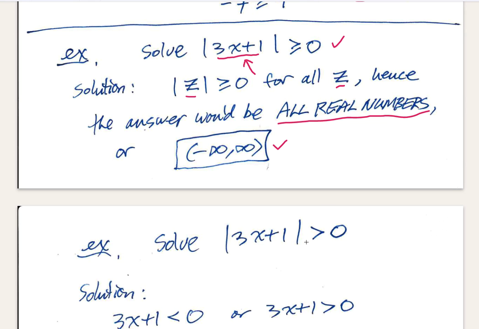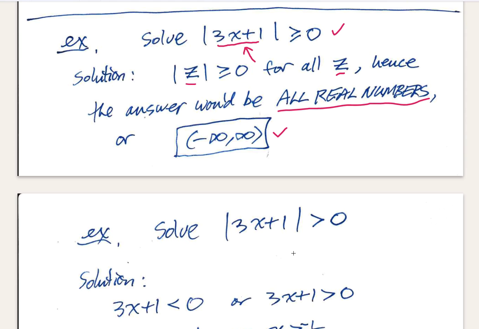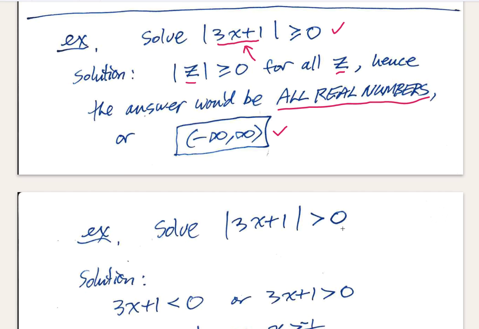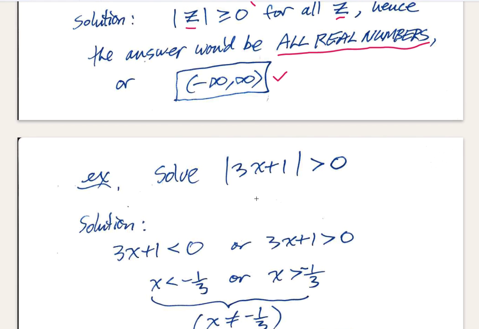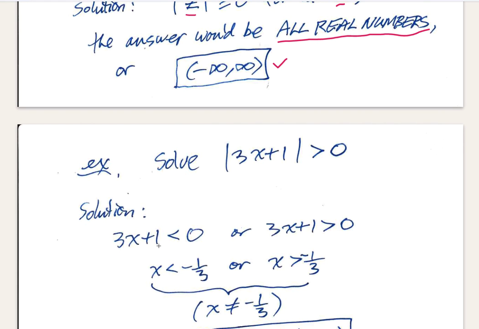This is related, but a little less trivial. Solve the absolute value of 3x plus 1 is greater than 0. Well, there's two possibilities. I'm going to treat it like I did this other problem up here. 3x plus 1 could be less than 0, or 3x plus 1 could be greater than 0. Just so long as that thing on the inside is not equal to 0, it'll have an absolute value which is positive, which means greater than 0.